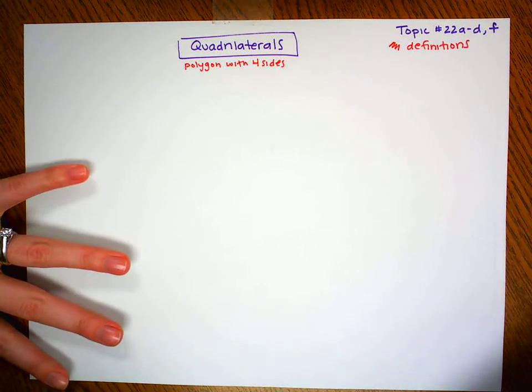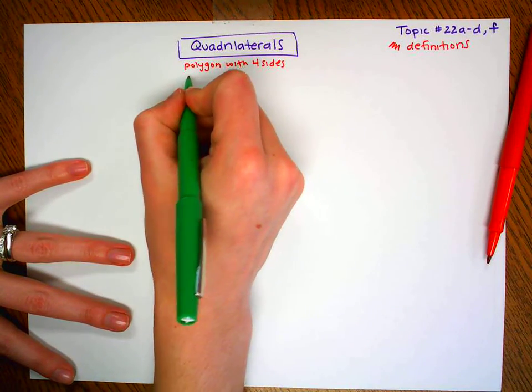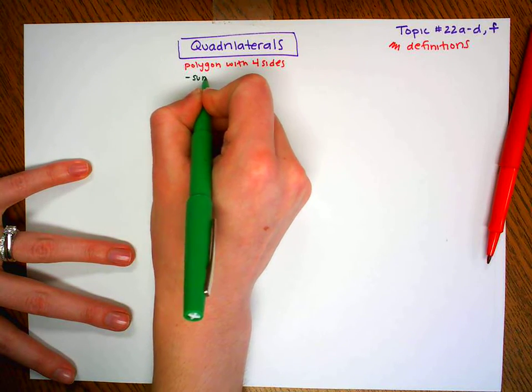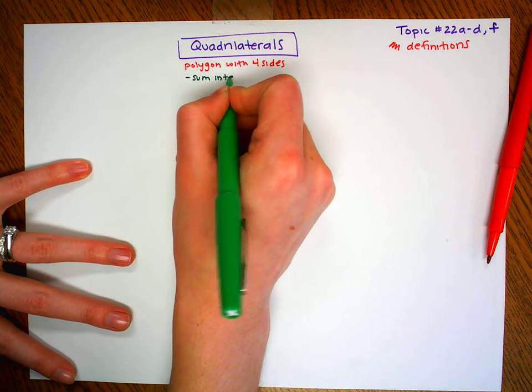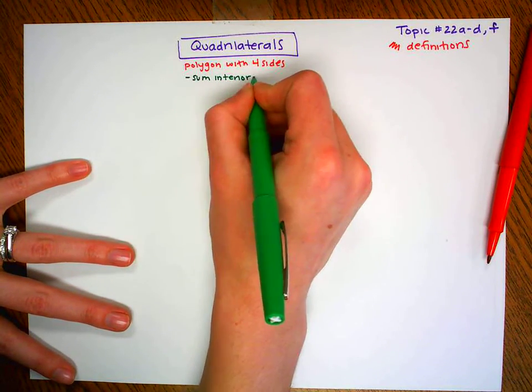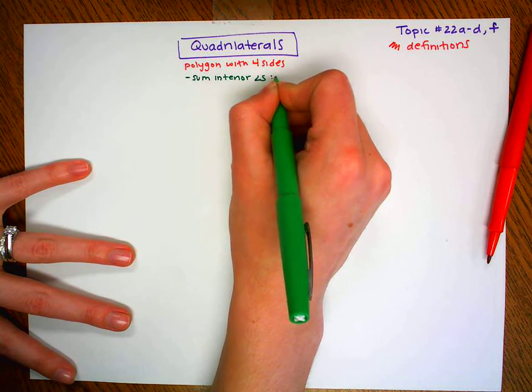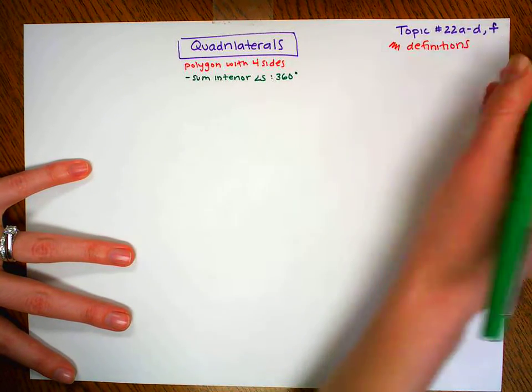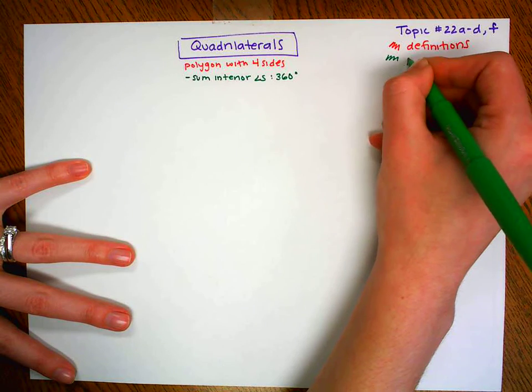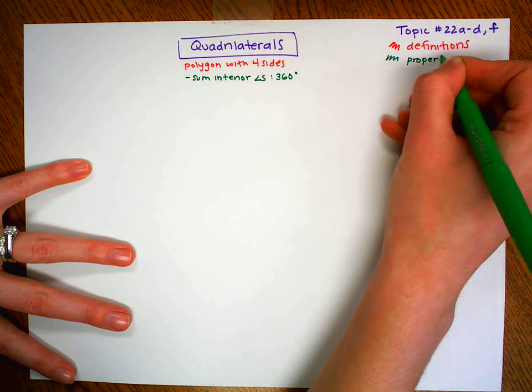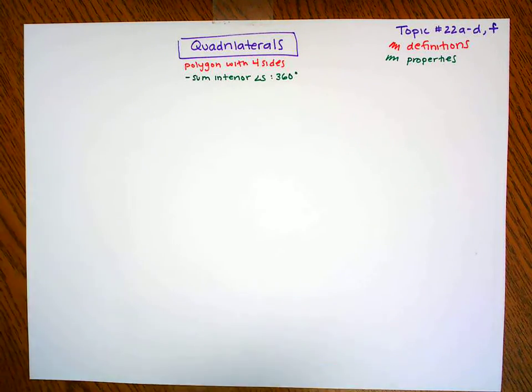And by now, a property that you should know is that the sum of the interior angles is 360 degrees. So in green, we're going to be doing our properties. Things that you need to know about that shape. So we have quadrilaterals. A quadrilateral is a polygon with 4 sides, and the sum of the interior angles of that is going to be 360 degrees.